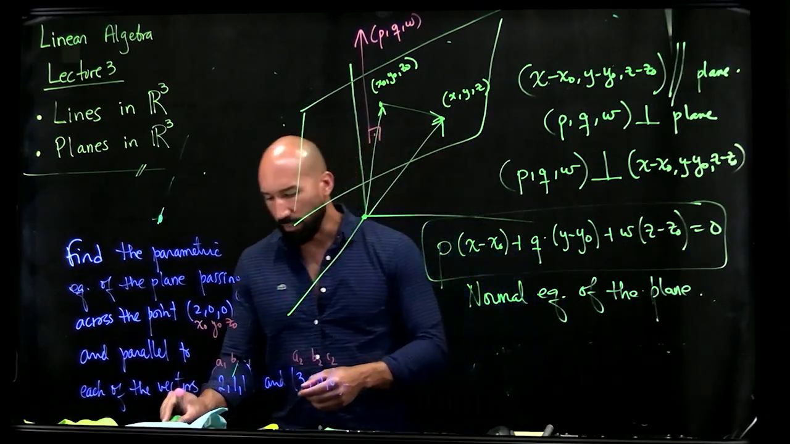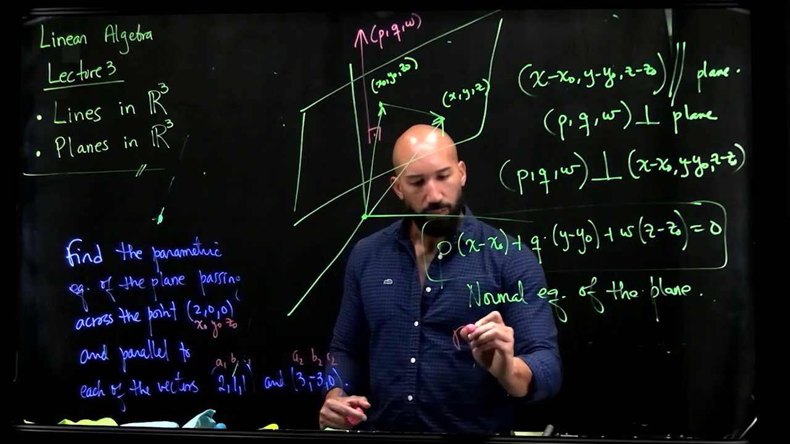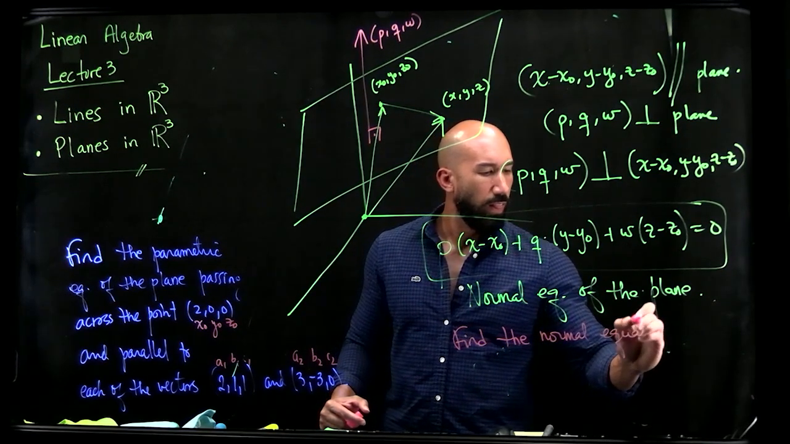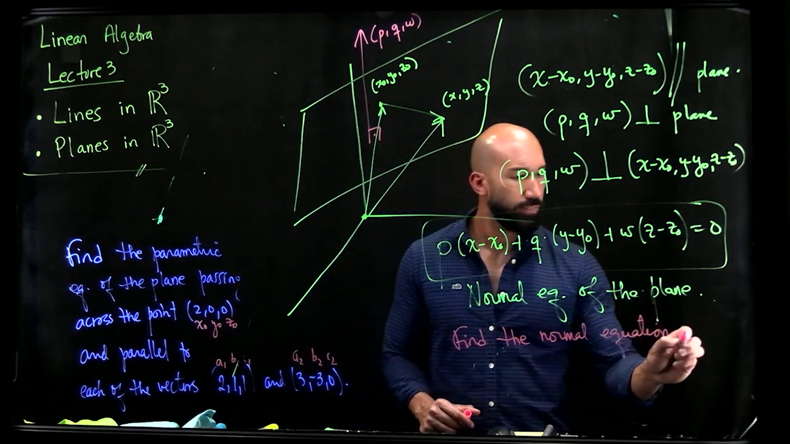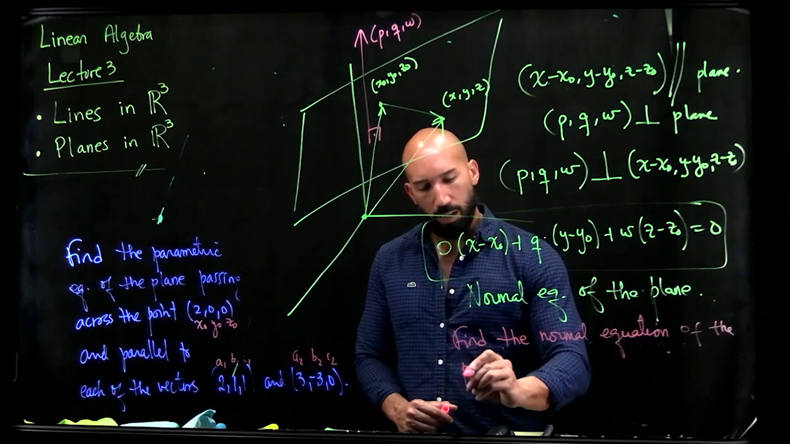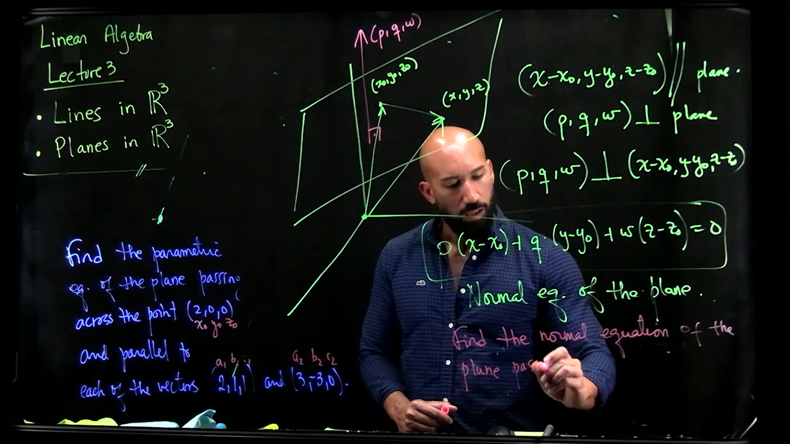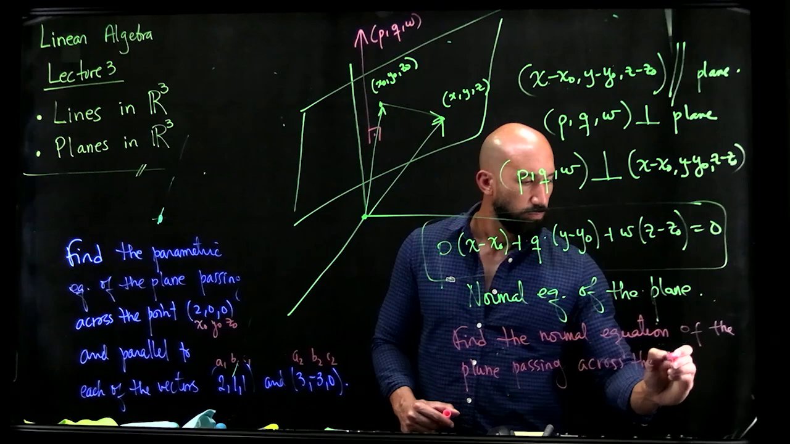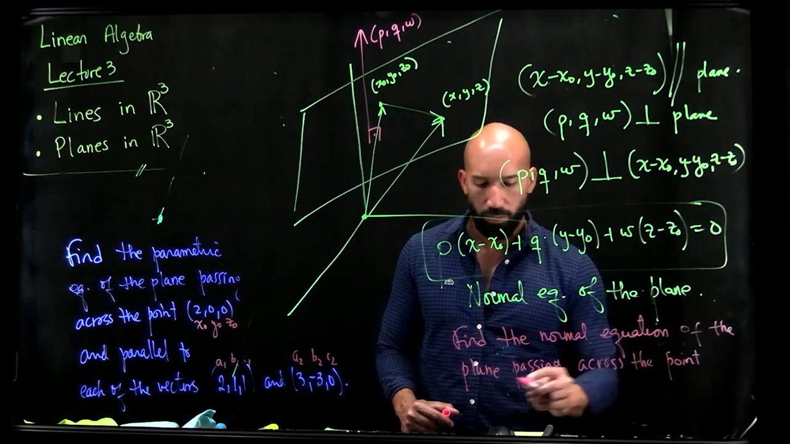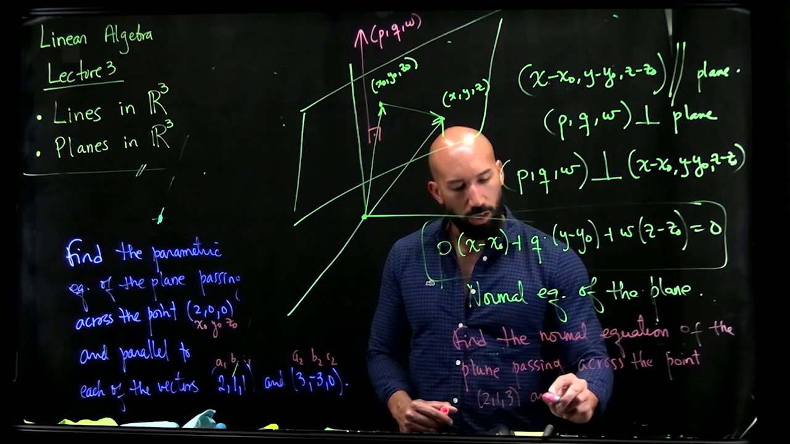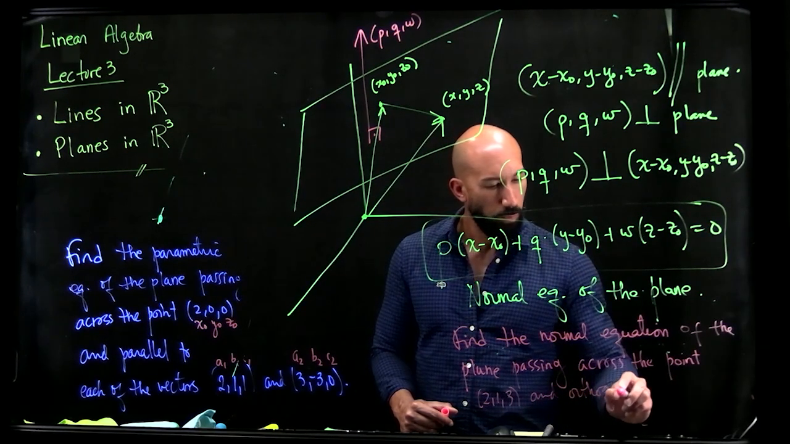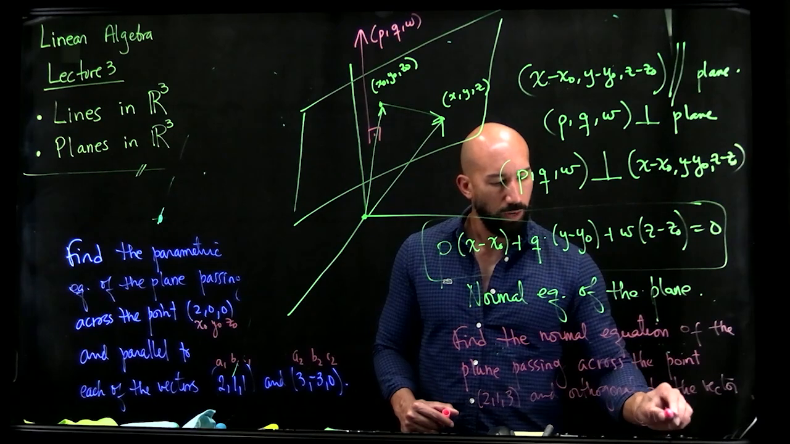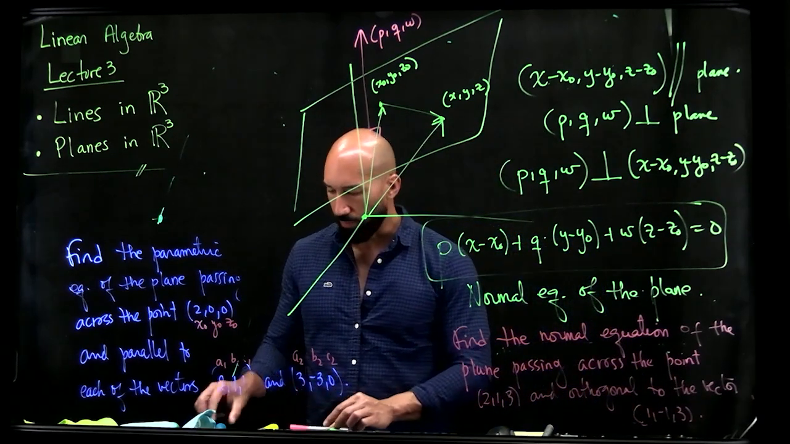Okay, very easy exercise. Well, find the normal equation of the plane passing across the point (2, 1, 3) and orthogonal to the vector (1, negative 1, 3). So, very simple in this case.